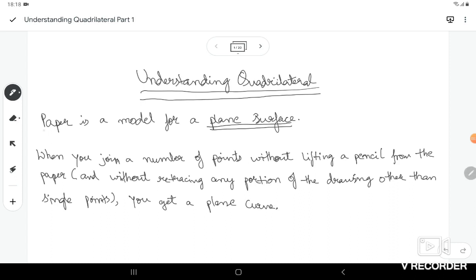So the concept says that paper is a model for a plane surface. Now, except paper, it can be the floor, it can be the wall, but the condition should be that it should not have any ups and downs. So that thing or that model is called a plane surface. And paper is one of the most suited examples, so we have considered paper as a model for a plane surface.